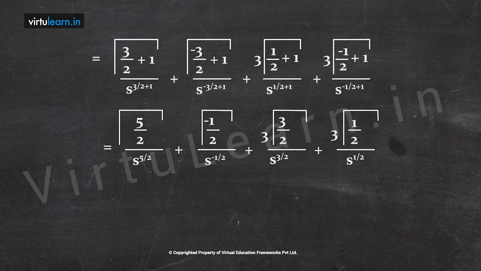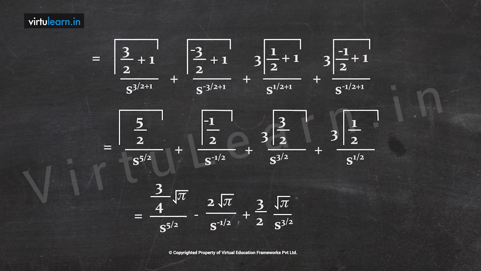Then, as I already gave you the formulas, gamma(1/2) is the square root of pi, and gamma(5/2) is 3/4 root pi divided by s^(5/2). Next, gamma(-1/2) is minus 2 root pi, s to the power of minus 1/2. Next, gamma(3/2) is 1/2 root pi, so 3 times that is 3/2 root pi divided by s to the power of 3/2. Next, plus 3 root pi by s to the power of 1/2.